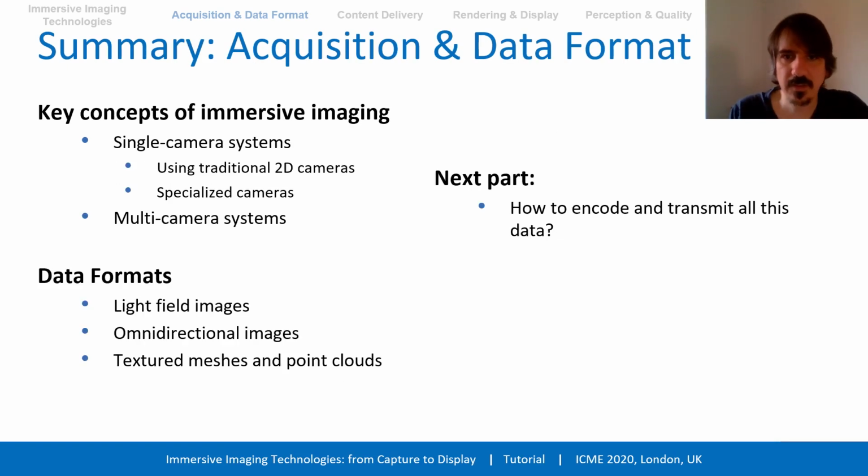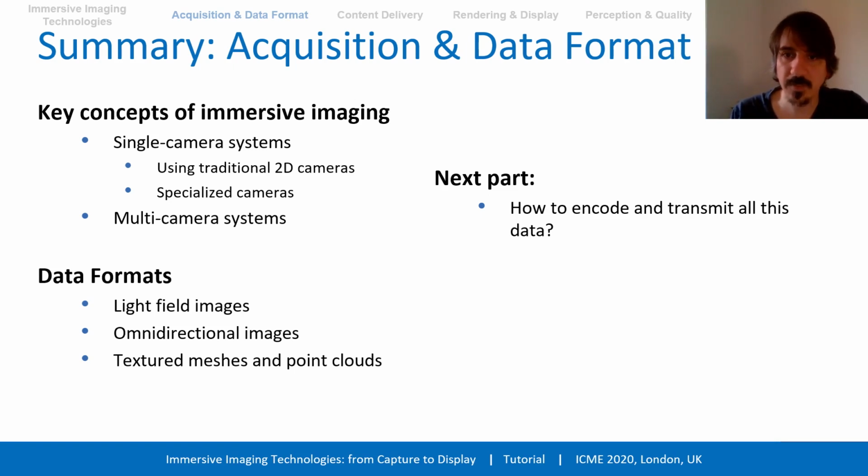So to conclude this part, we have seen that there is a wide range of techniques and systems to capture immersive imaging data, either based on single 2D cameras, specific camera designs, or multiple cameras. And all these systems have in common that they are trying to sample the plenoptic function. In particular, they are trying to capture light rays coming from different angular directions. So all these systems capture a lot more than can be seen at once. And this has two main consequences. First, these systems generate a lot of data.